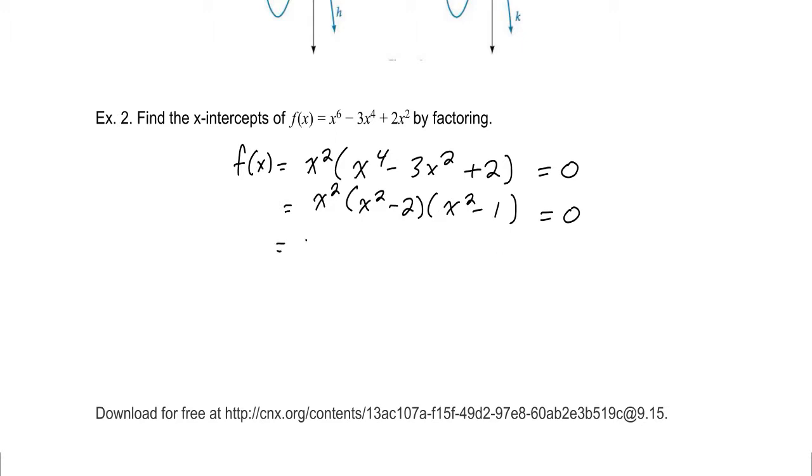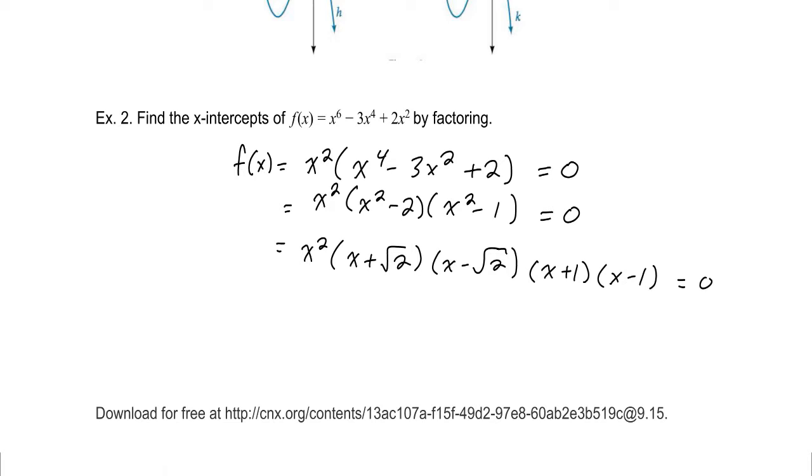Now, these are not integer factorizations. Well, the first one isn't, at least. I could write this as x plus the square root of 2 and x minus the square root of 2. It's not a perfect square, but I can take the square root of that. And then the second is x plus 1, x minus 1.